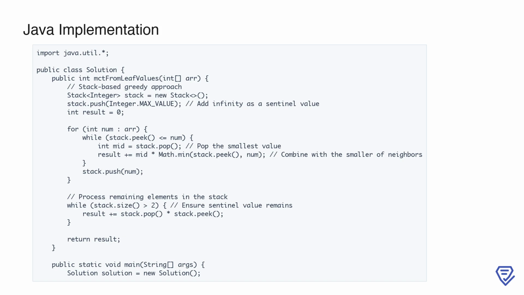If it is, this means we need to pop the stack and calculate the intermediate cost by multiplying the popped value with the smaller of its neighbors, which are the current number and the new top of the stack. This ensures we are always minimizing the cost. After processing the current number, it is pushed onto the stack to be considered for future calculations.